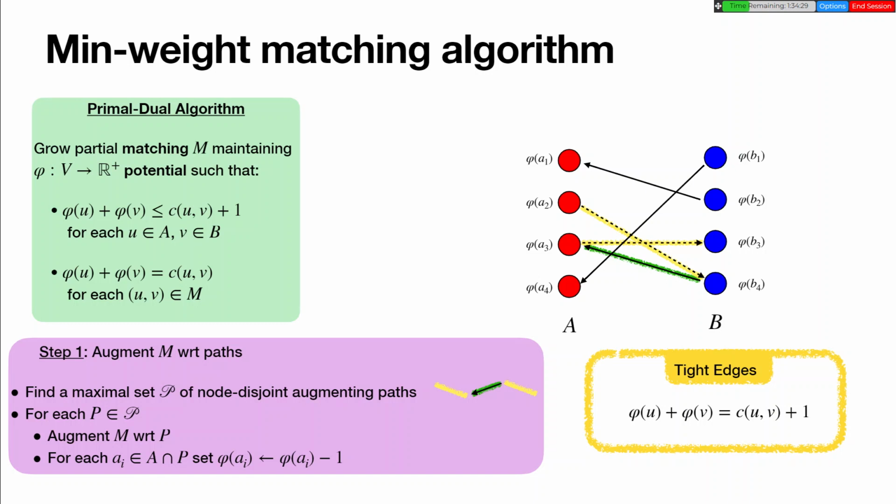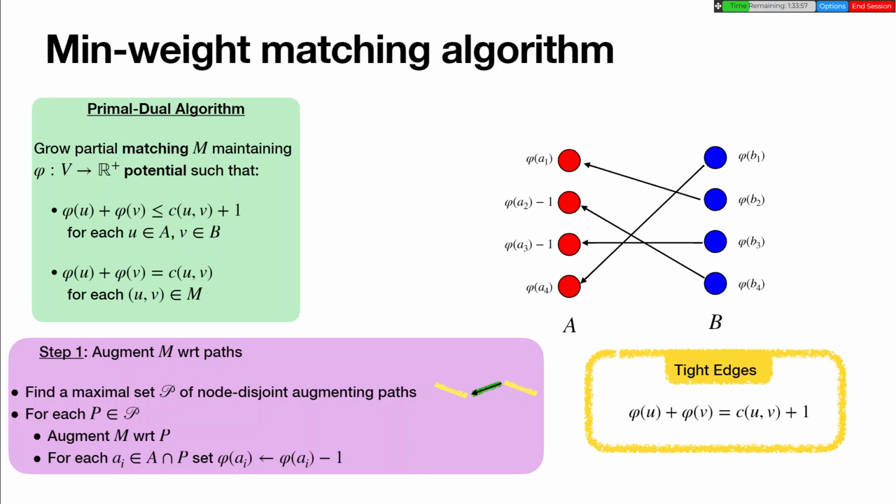What does it mean that we grow M along an augmenting path? It means that we toggle the edges along this augmenting path, so we do an XOR. If an edge belongs to M and to the augmenting path, we remove it from M. If an edge does not belong to M, then we add it to M. We take a maximal set of node-disjoint augmenting paths of this kind, and we perform all these augmentations at the same time.